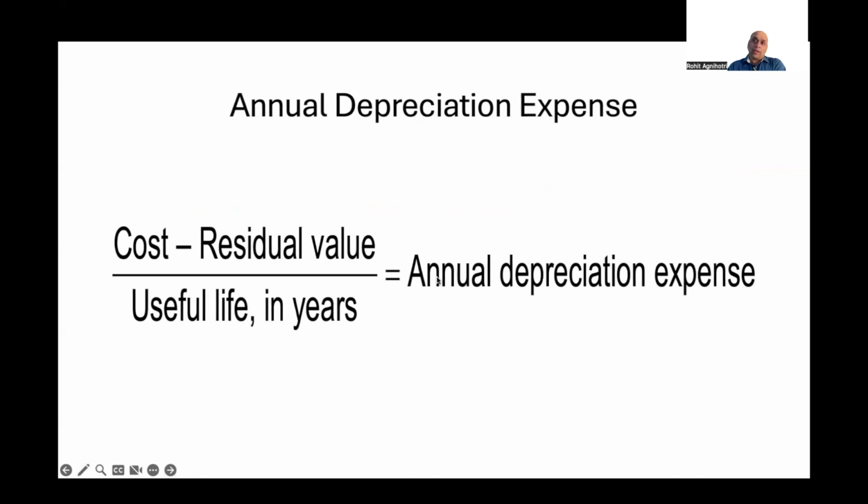In order for us to calculate our annual depreciation expense, we use this formula. Very simple. You take the cost of the asset, whatever money you paid for the asset, that becomes your cost. You subtract the residual value. Residual value is the value that you get back once you are done using the asset and you decide to sell it in open market.